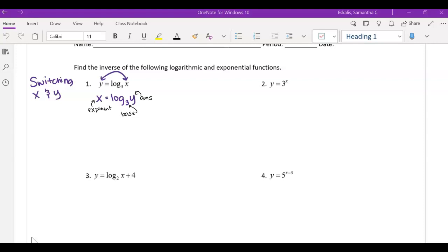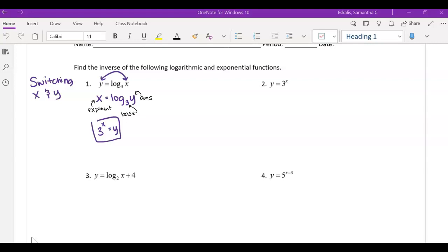So now let's write this in exponential form. Our base is 3, our exponent is x, and that equals y. Since y is all by itself, that means that 3 to the power of x is the inverse of y equals log base 3 of x.